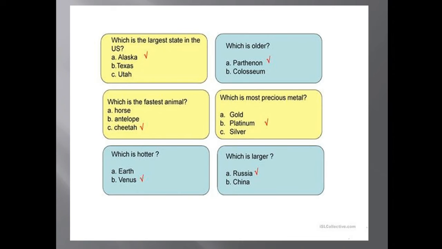Which is hotter, Venus or Earth? Venus is hotter than Earth. Which is older? Parthenon is older than the Colosseum. Which is the most precious metal? Platinum is the most precious metal. Which is larger, Russia or China? Russia is larger than China.